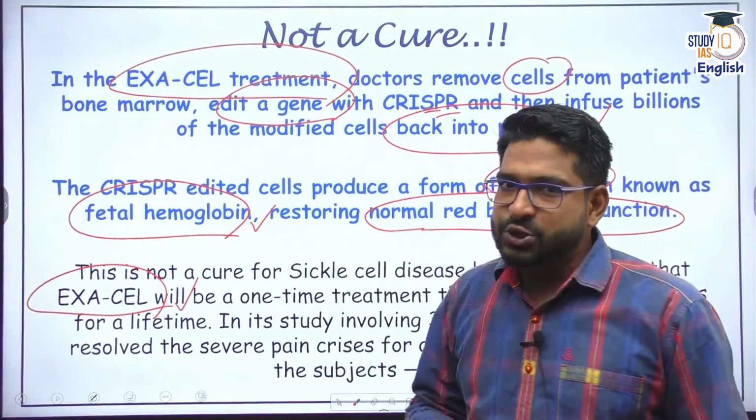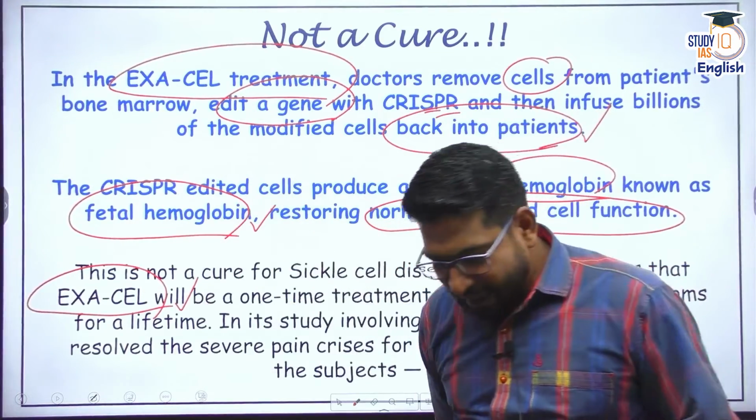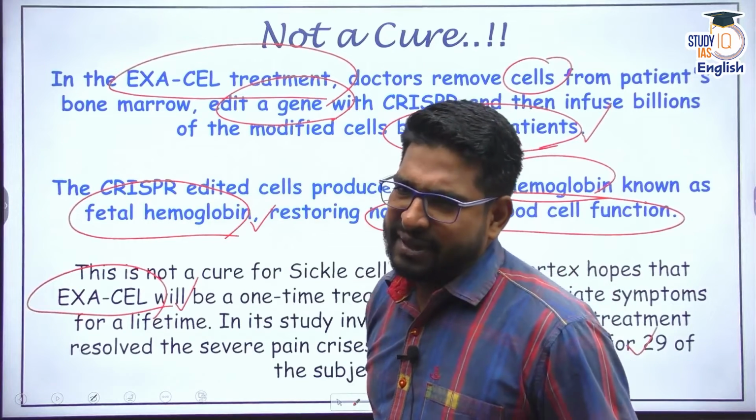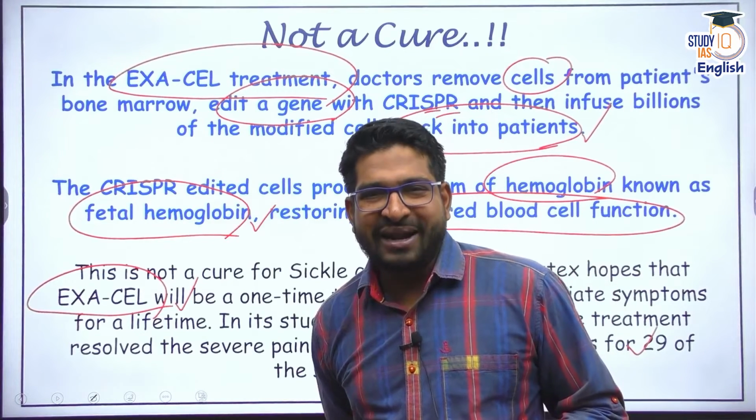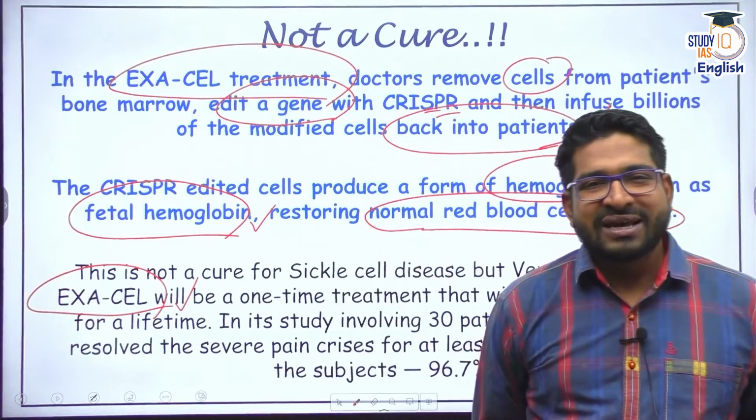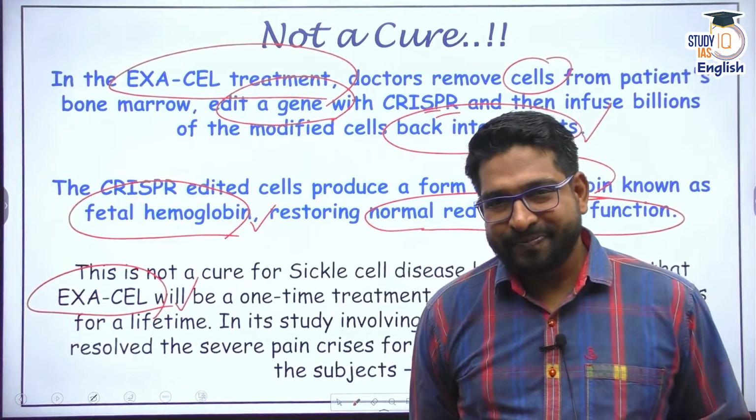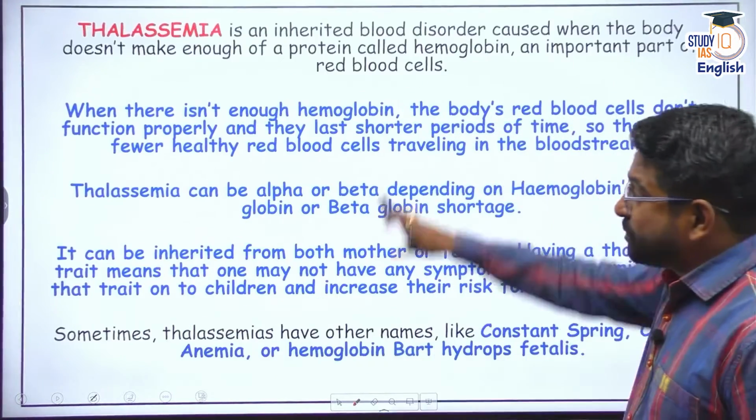Of course, it is a genetic disorder. A cure, we might look at possibly in a decade or two decades maybe. Right now, it is a treatment which is based on gene editing. In fact, research is also going on for thalassemia.